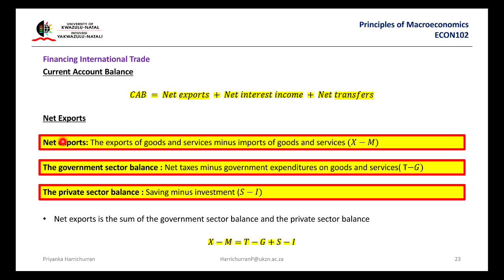So your net exports is your X minus M, exports minus imports. The government sector balance is T minus G, so your taxes minus the government expenditure. Saving minus investment is the private sector balance. To be honest, I really do not know this so much, but I don't think it's going to come out. Just know what this formula looks like, because it can be multiple choice.